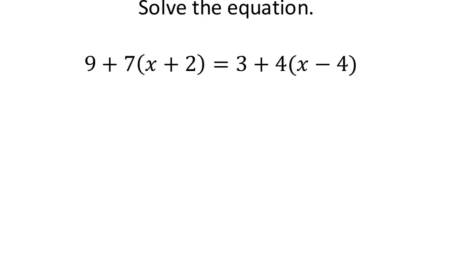Ready? So, well, maybe I should wait for you guys to copy it. Go ahead and copy it.